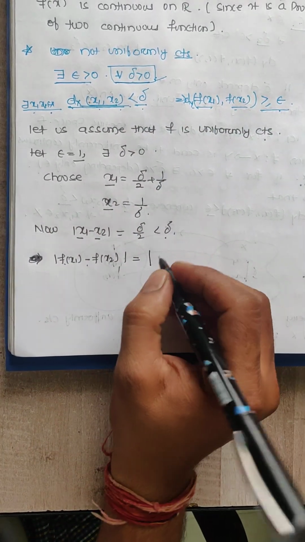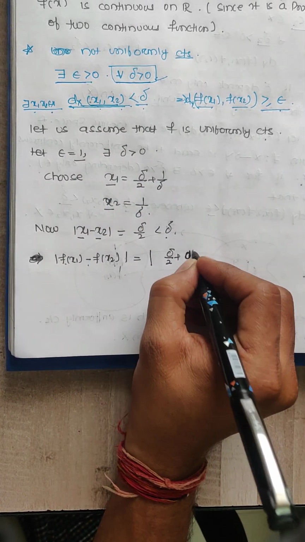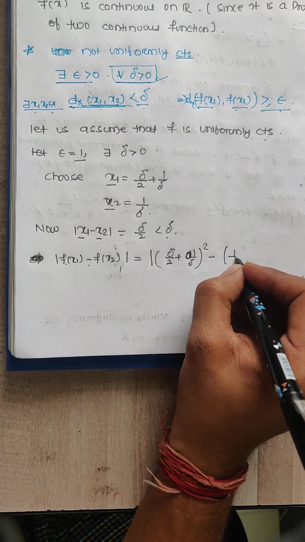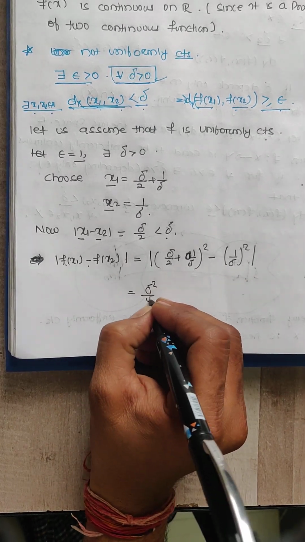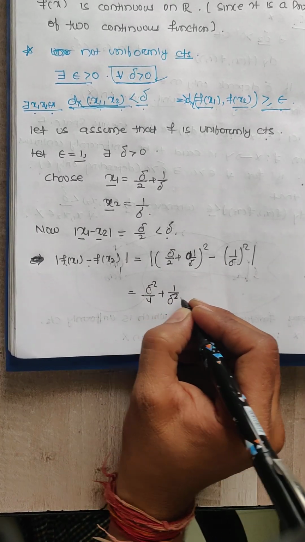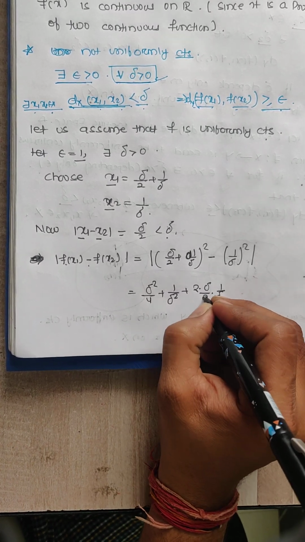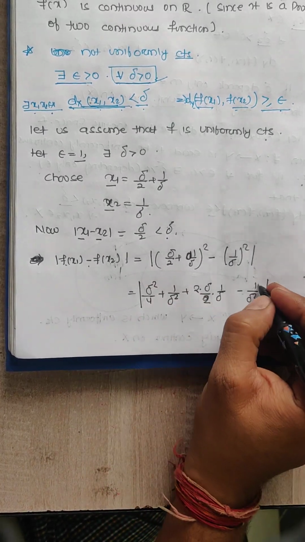So what is f of x1? It is delta by 2 plus 1 by delta, whole square, minus 1 by delta square. That is delta square by 4 plus 1 by delta square plus 2 into delta by 2 into 1 by delta, minus 1 by delta square. More, cancel.